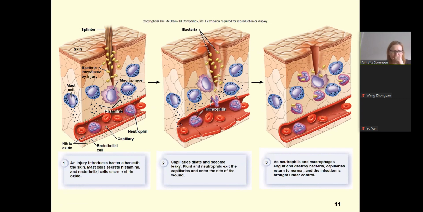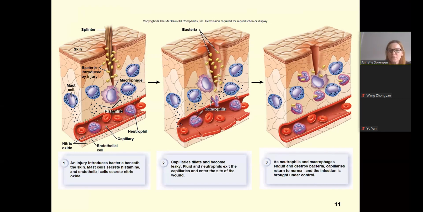Now, the mast cells are very quickly recruited to the site, and they secrete histamine. The endothelial cells, which have obviously been injured or damaged by this splinter, start to secrete nitric oxide. Those two are really important because they allow the blood vessel to dilate and become really leaky. Because they become leaky, that allows some of the other cells of the innate immune system, so the neutrophils, the macrophages, etc., to get entry into this injury site, the tissue that is being injured.